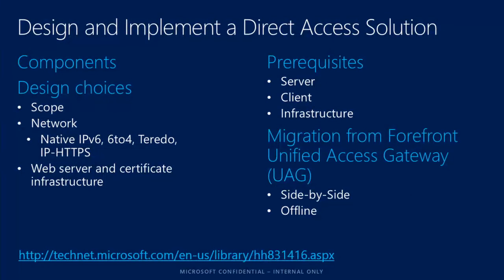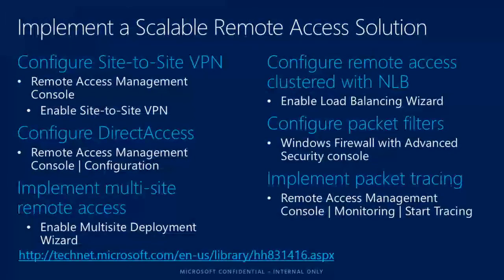Design and implement DirectAccess, which almost no one can actually implement in real life. That's just my personal comment, and I can say that because I work for Microsoft. What are the components, the design choices? IPv6, 6to4, Teredo. The prerequisites, server, client, and infrastructure to do DirectAccess. And migration topics from UAG, side-by-side versus offline. Again, another hopefully helpful link here. Scalable remote access solution, so site-to-site VPN, more DirectAccess here, multi-site remote access clustered with NLB. These are all fairly real-world design topics, approaches on how you would do this.